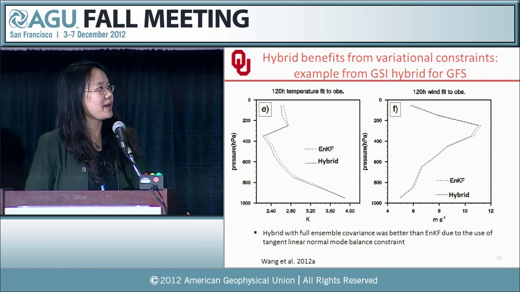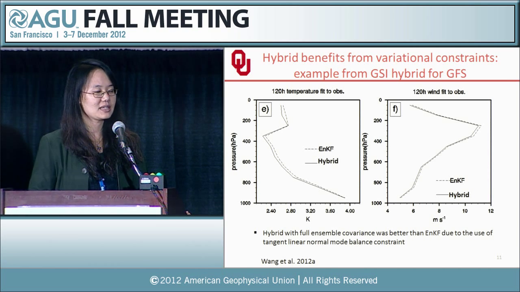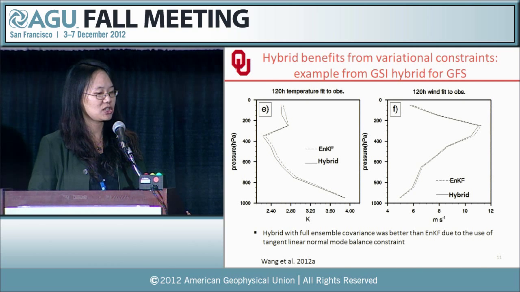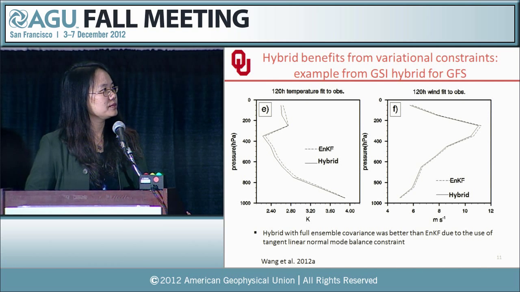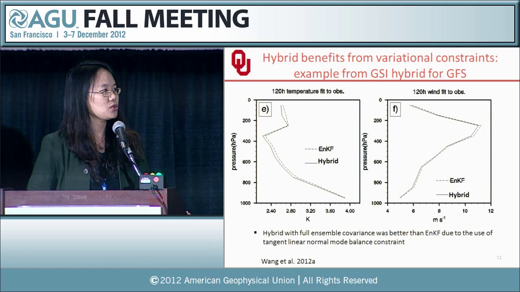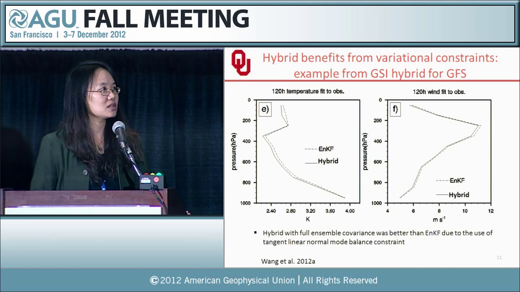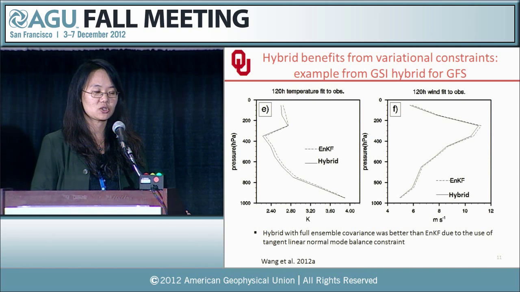And the hybrid can also benefit from the variational constraints. This is an example from our recent experiment using the GSI hybrid for the GFS. So this experiment suggests that the hybrid can be better than the EnKF due to the use of the tangent linear normal mode strong balance constraint, which is available from the variational system.